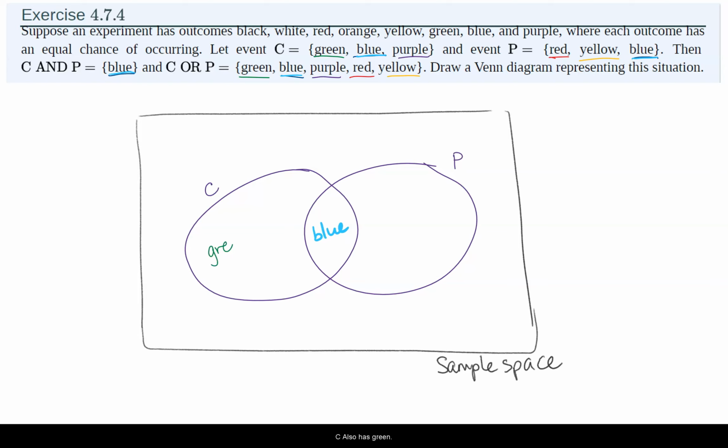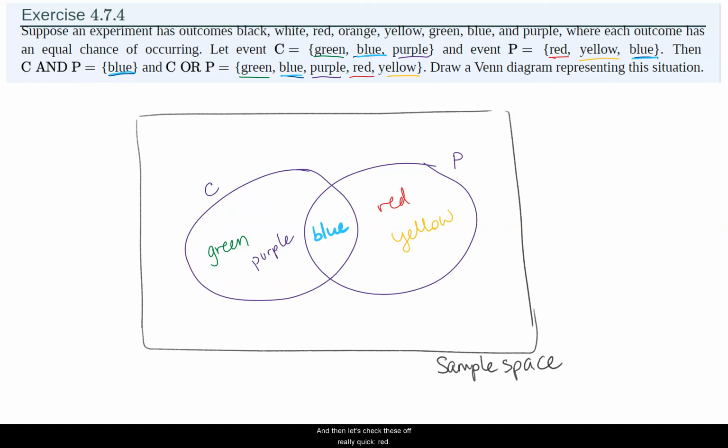C also has green and purple. P has red and yellow. So I write those in the P set. Notice that where C and P overlap, that's the only place where blue shows up. So if I look at this, green, purple, and blue are all together in set C, and blue, red, and yellow are all together in set P.